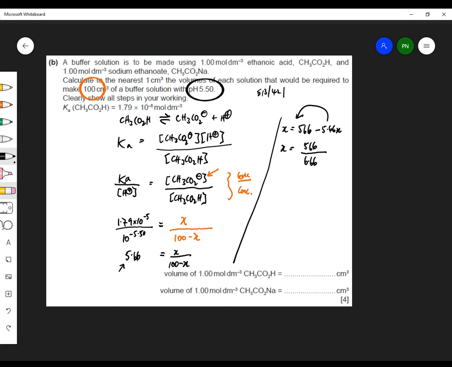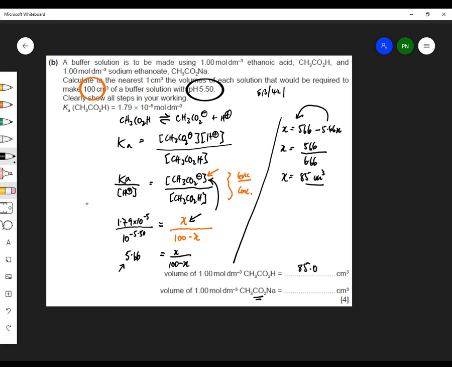Let me do that. You can try this on your own if you don't believe me. You get 84.98, which is about 85 centimeters cubed. So in other words, I need 85 centimeters cubed of my salt, because I've defined this as the salt, didn't I? Divided by, well, this is 85 centimeters cubed.